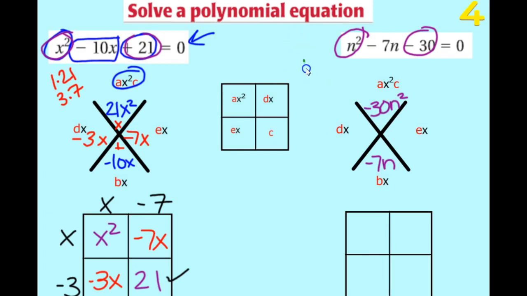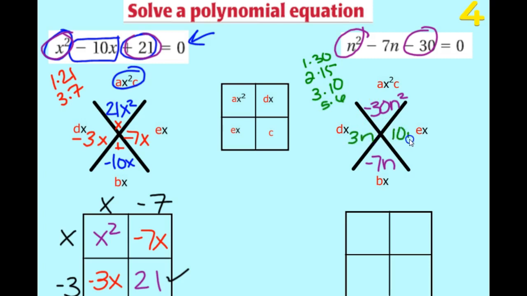Multiples of 30. We have 1 and 30. That's not going to work. 2 and 15. Well, that's not going to give us 7. 3 and 10. Will that give us 7? We also have 5 and 6. But I think 3 and 10 might work.